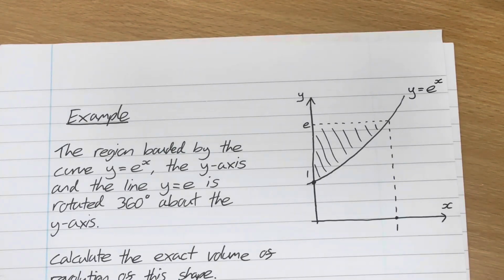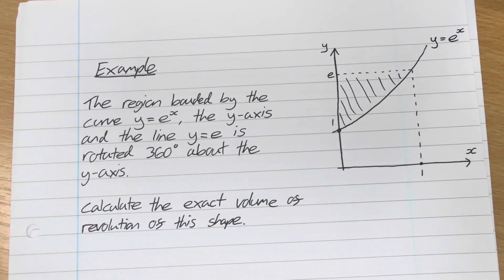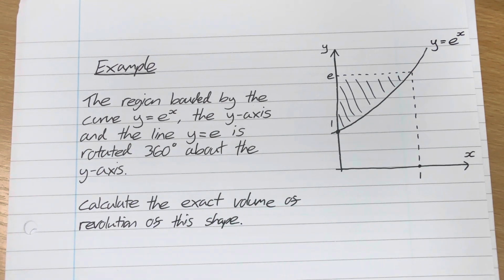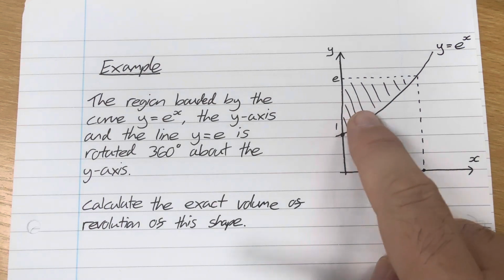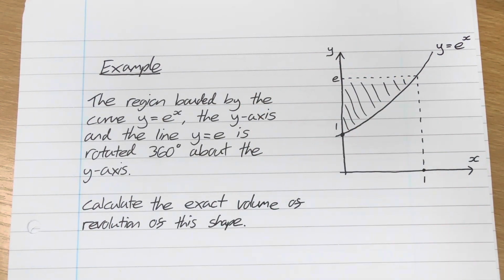All right, so here's my one example. The region bounded by the curve y equals e to the x, the y-axis, and the line y equals e is rotated 360 degrees about the y-axis. And we're going to calculate the exact volume of revolution of this shape. So this area here is going to be revolved around the y-axis.